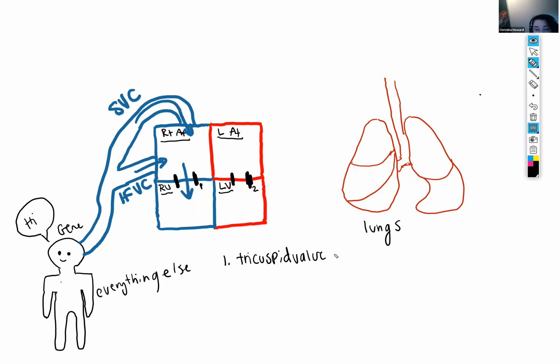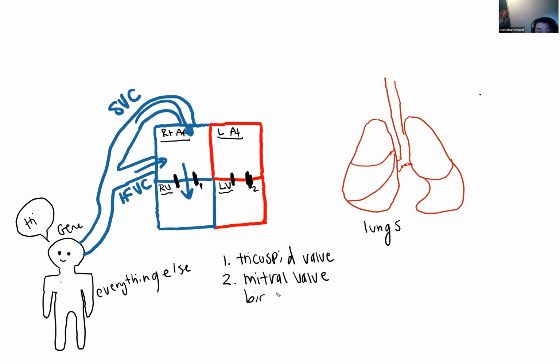tricuspid valve, which for some reason I did not put a space in. So let's try that again. Sometimes it's really hard to talk and write at the same time. Okay, and then on the left side, we have the mitral valve, which is also called the bicuspid. So I'm gonna just do some quote marks for the same thing. So this valve is pesky because it has a bunch of names, bummer.